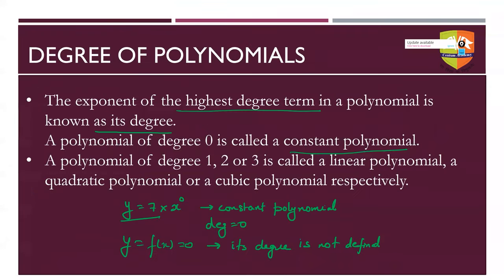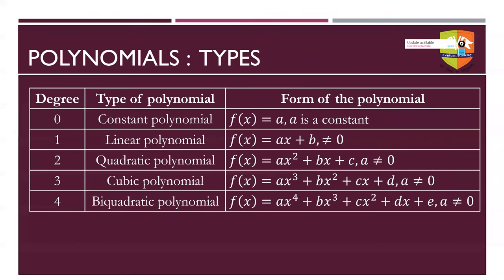So now, the degree of a polynomial is clear. This is a table to give you a brief of what is constant, what is linear, quadratic, cubic, biquadratic. No explanation required here. Degree 4, degree 3, degree 2, degree 1, degree 0, right?